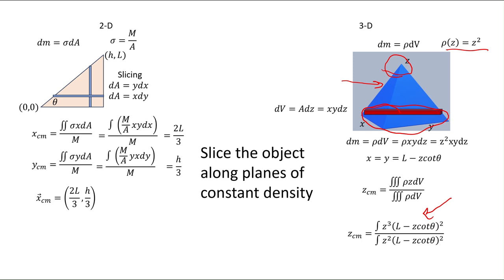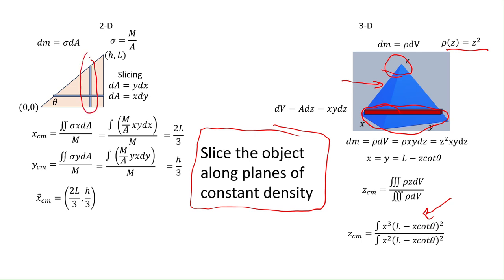But the key technique in this part for multiple dimensions is to slice the object along planes of constant density. So slicing for 2D means making little rectangles. Slicing in 3D means making bigger rectangles, bigger squares.